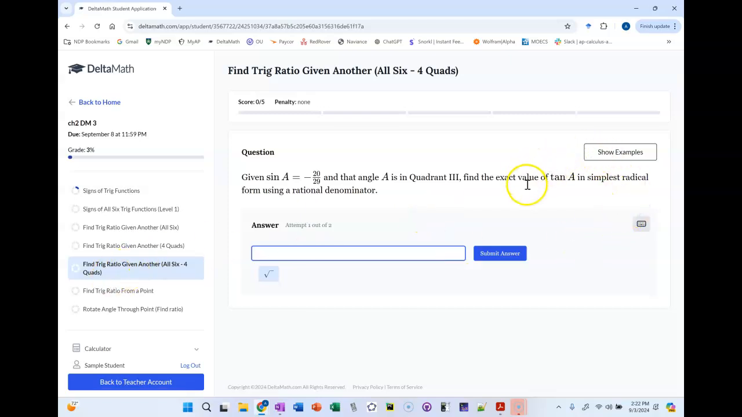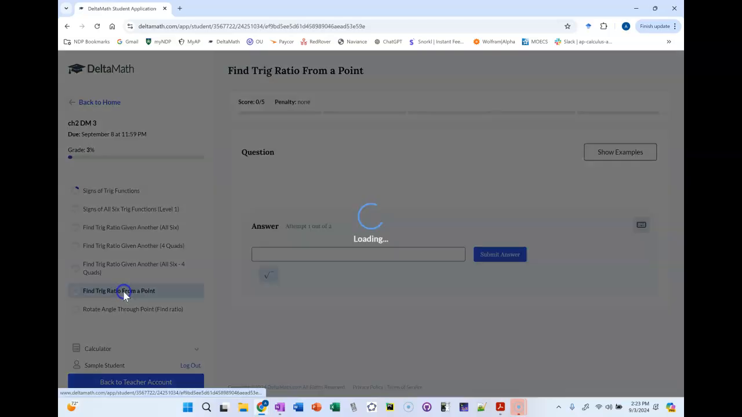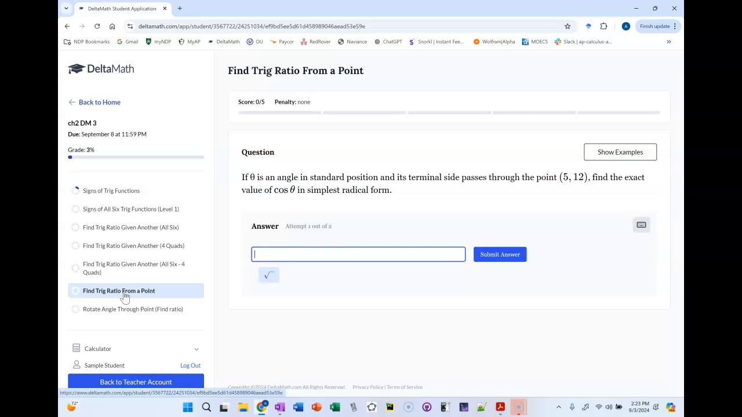Same idea here, except now the things that you're finding the exact value of could be the reciprocal ones too. So you could get cosecants and secants and stuff in there. Doesn't really change anything. This one is like the very first example we did, where we just give you a point and ask you to find like cosine of that theta.